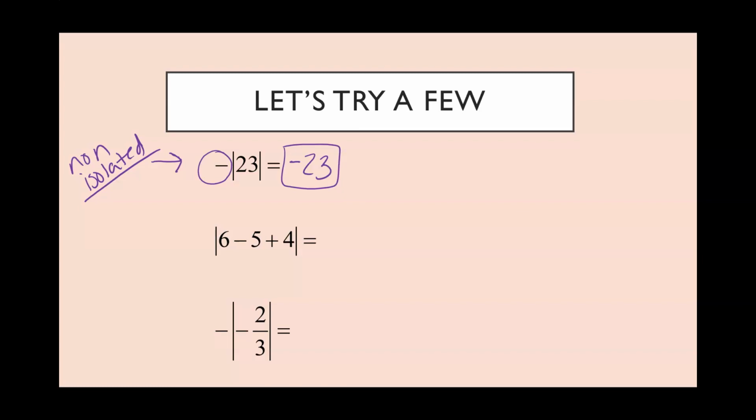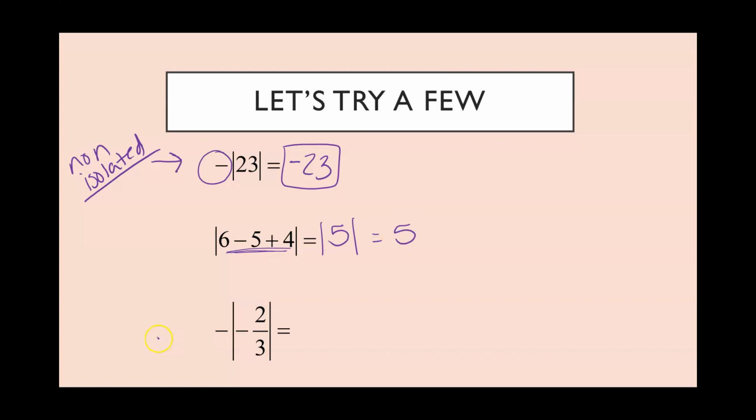All right, so the next one is isolated, so it cannot equal a negative. So again, you handle the inside first, clean it up. 6 minus 5 is 1. 1 plus 4 is 5, okay? And the absolute value of 5 is 5, okay? And it gave me that positive, which is what we needed.